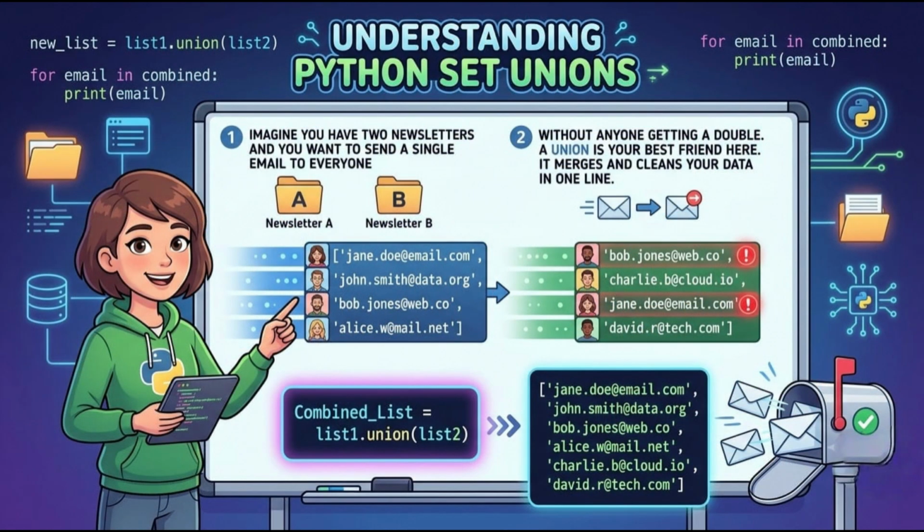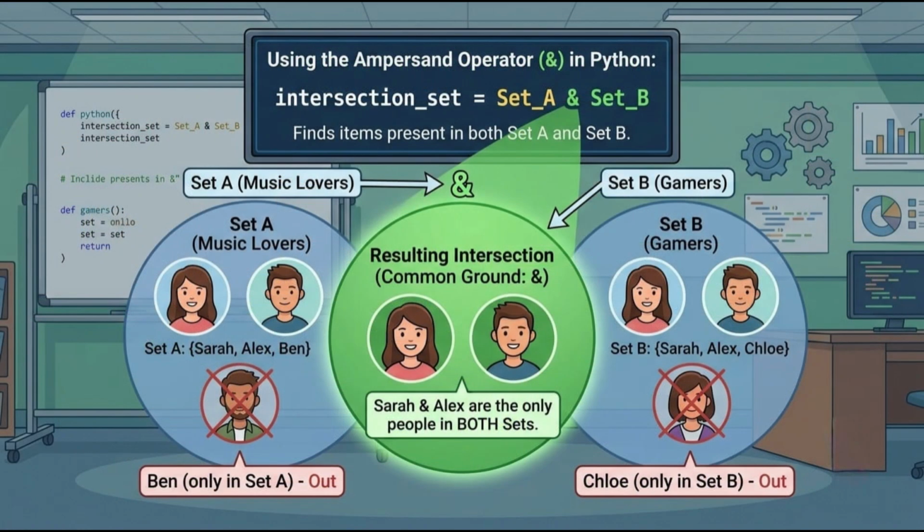Imagine you have two newsletters and you want to send a single email to everyone without anyone getting a double. A union is your best friend here. It merges and cleans your data in one line. Next is intersection, using the ampersand. This finds only the items that appear in both sets. It's the common ground. If it's not in both, it's out.